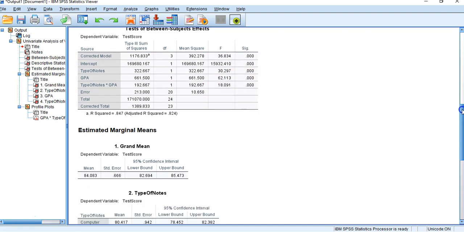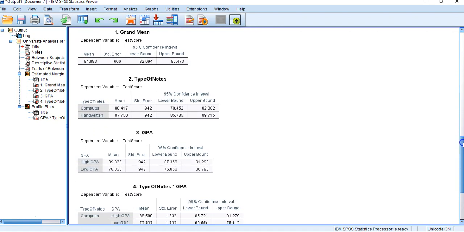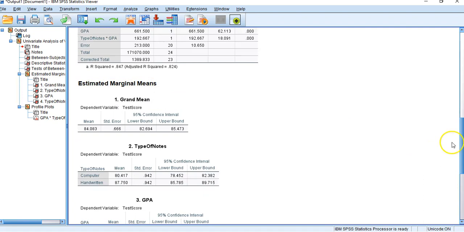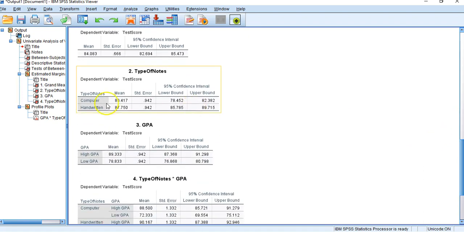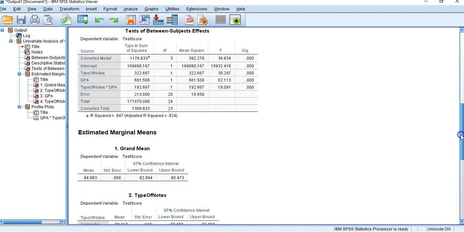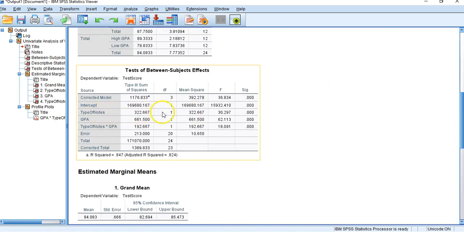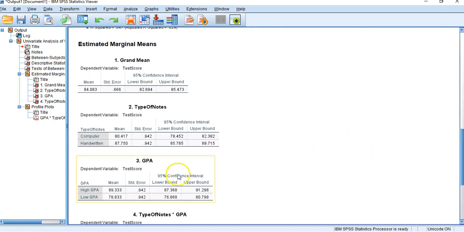If you need to go beyond that to know what things are, we've got estimated marginal means here. So SPSS computes this for you. For type of notes, computer, people got on average an 80, regardless of high or low GPA. Compared to handwritten notes, here's the marginal mean for handwritten notes, 87.7. So we looked here and said, we do have a statistically significant main effect of type of notes. Now, which type was better? You look here at your estimated marginal means, and you can see handwritten notes, people did better than using computer notes.